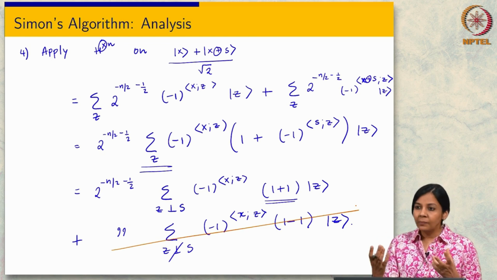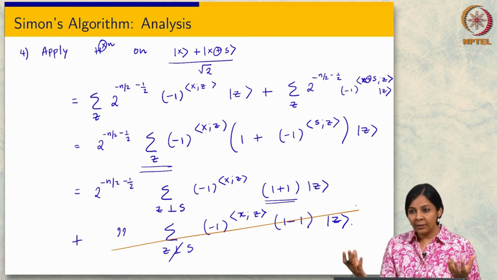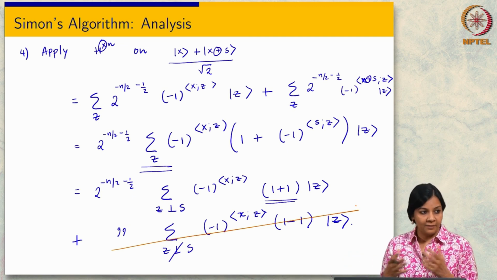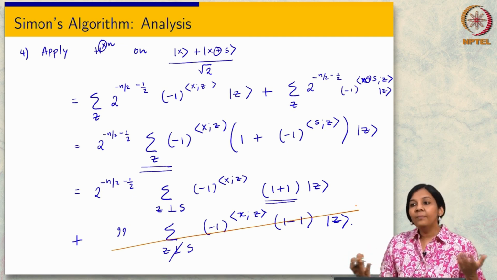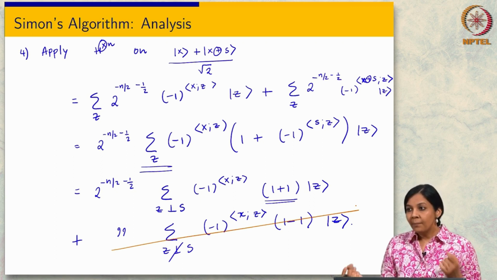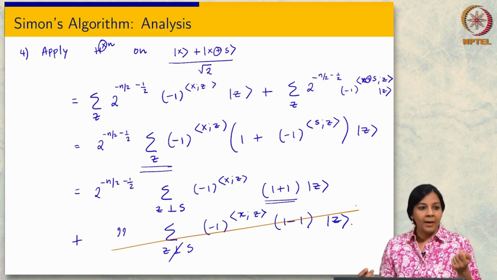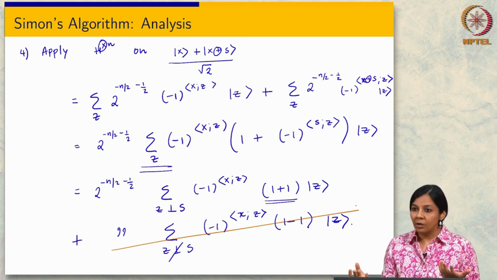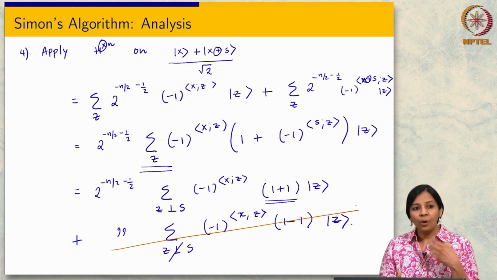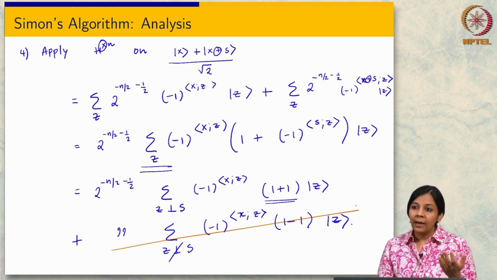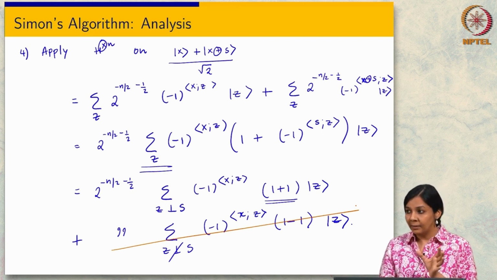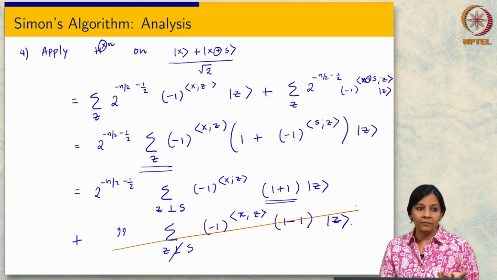There is some amplitude that these different Z's have. I claim it does not really matter, because when I measure this, I will get some Z which is orthogonal to S. And how many such Z's do I need? I need n of them, right, because I want to determine S, which is an n length vector. I need n linearly independent Z's in order to fully recover the value of S just via Gaussian elimination.